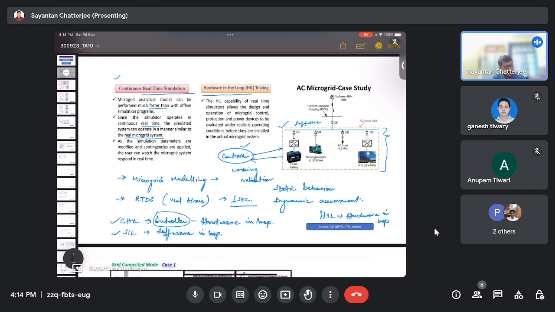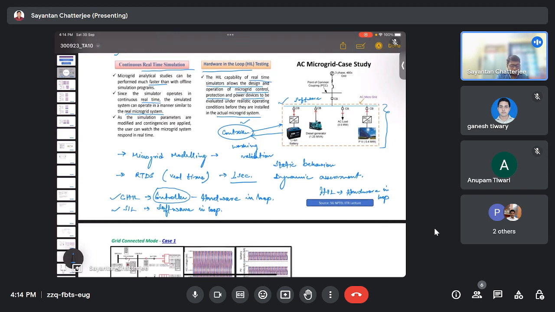Now the hardware testing. It has the capability of real-time simulators, which allows design and operation of microgrid control. So we can test protection and power devices, and we can validate whether this entire thing can actually perform well in the practical system or not. That's the overall aim, or agenda, of why this continuous real-time simulation and hardware in loop testing needs to be done.